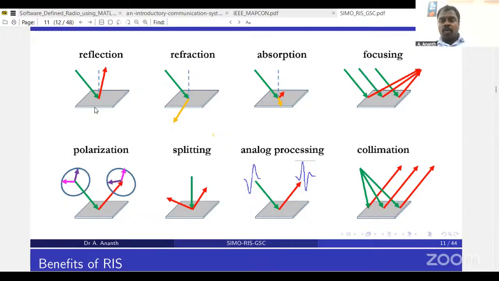The other one is absorption. For example, we have a certain area in which electromagnetic radiation should not get through. In those cases, we can put an RIS surface mounted on either a building or wall, such that this RIS will absorb all the electromagnetic radiation that falls on it. Similarly, we can perform focusing, polarization, splitting, analog processing, and so on.